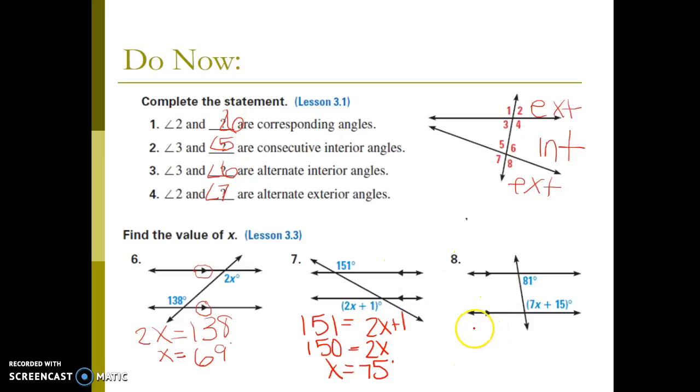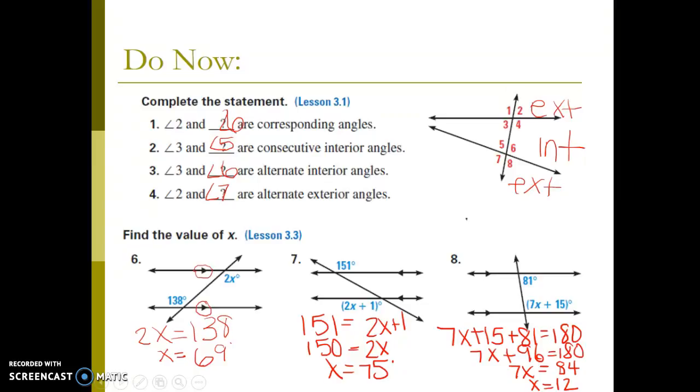Lastly, for number 8, this would be a pair of consecutive interior angles. Therefore, they are going to be supplementary. So I can set up the equation 7x plus 15 plus 81 equals 180. When I combine like terms, I get 7x plus 96 equals 180. Okay, so 7x is going to equal 84. And when I divide by 7 on both sides, I'm going to get x equals 12.